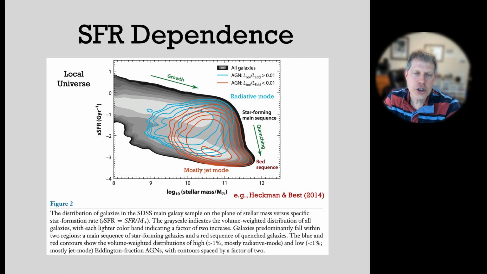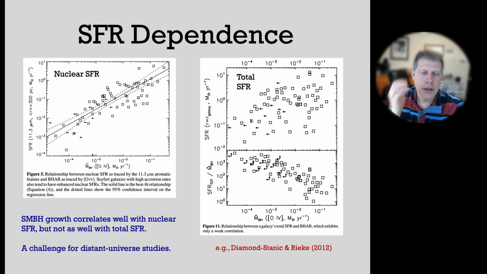So the AGN population is complex, and radiative mode AGNs versus jet mode AGNs lie in different places in terms of their galaxy properties. And all of this has been quantified in detail in papers and reviews such as this one. Okay, a few more points on star formation rate. You can also look in the nearby universe at the star formation rate dependence with black hole accretion, both for the nuclear star formation rate and for the total star formation rate of a galaxy.